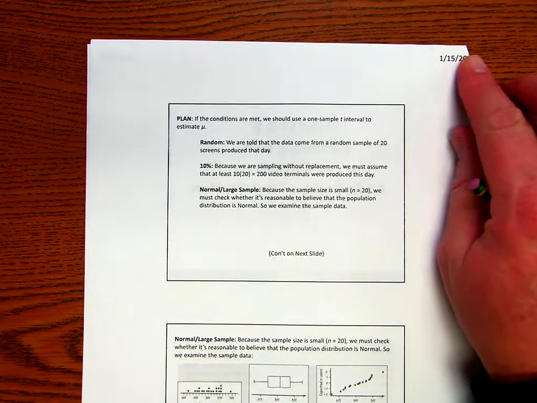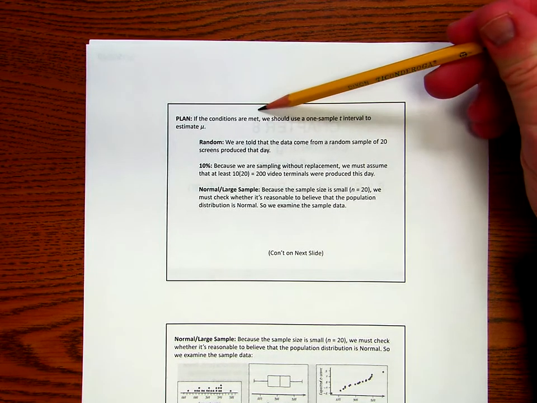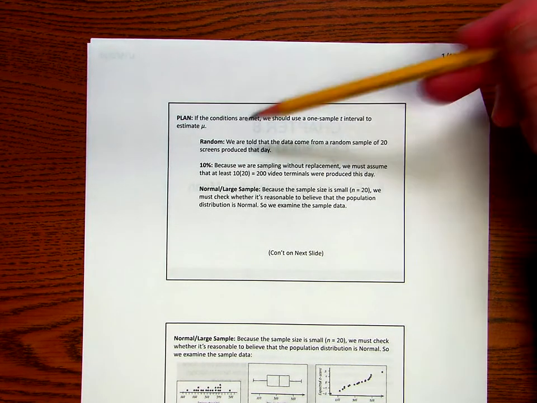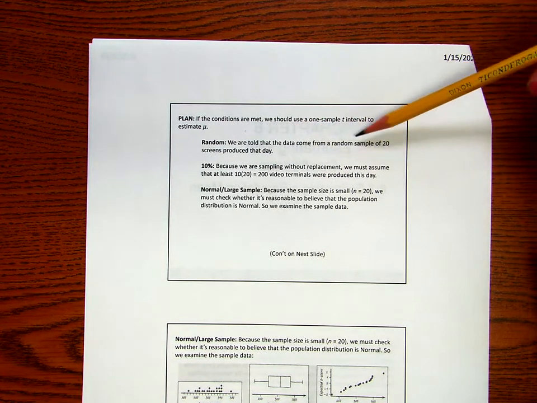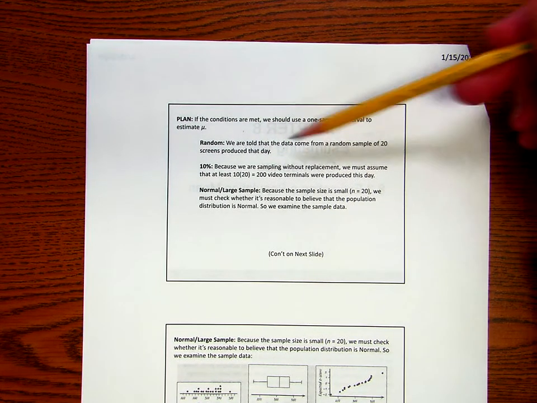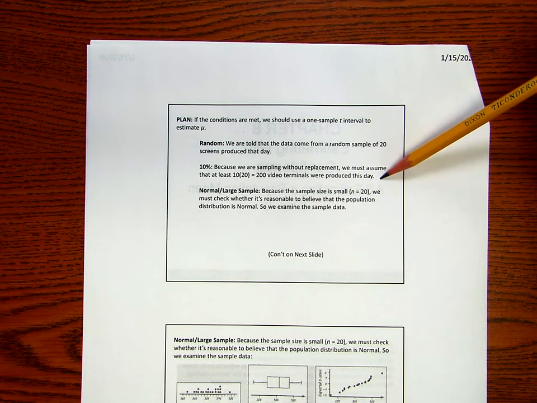Next, how are we going to accomplish it? What conditions need to be met? If the conditions are met, we should do a 1-sample T interval to estimate mu. Random: we are told that the data comes from a random sample of 20 screens produced that day. Because we're sampling without replacement, we must assume that there are at least 200 video terminals produced that day.